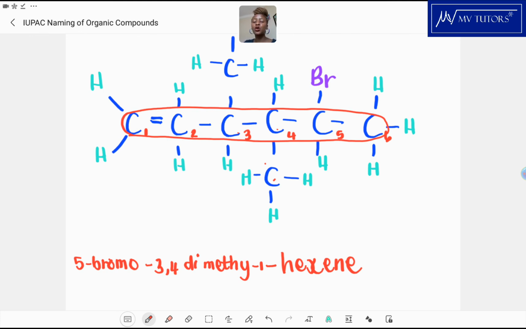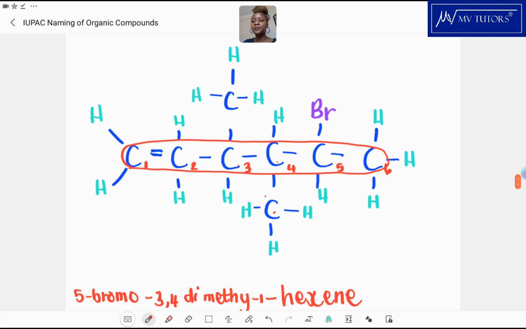Okay, so let's just recap. We started by identifying that we have a hexene, right? It's not really a hydrocarbon, it's not a pure hydrocarbon, it is a haloalkene. We have a halogen, which is bromine, and alkene because of the double bond, so haloalkene. And then we started numbering from the side closest to where we identified our functional group, so from the left to the right.